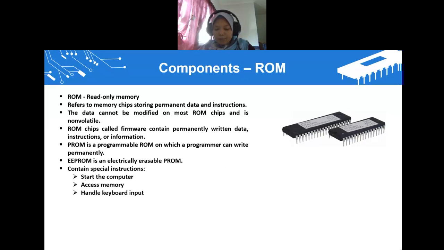Another type of memory is ROM, which is read-only memory. It refers to memory chips storing permanent data and instructions. The data cannot be modified on most ROM chips, and it is non-volatile. Examples of ROM are MROM, PROM, EPROM, and EEPROM.